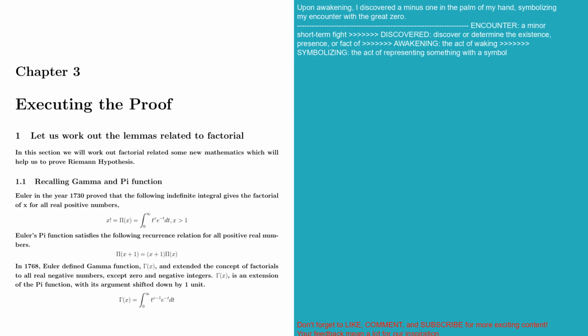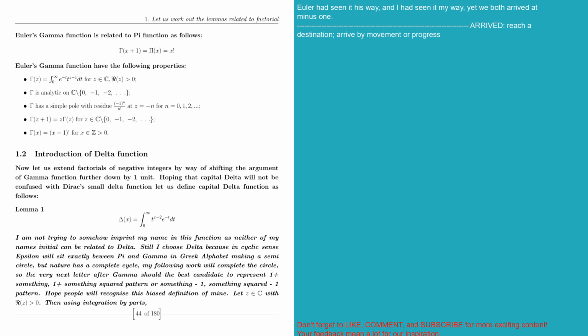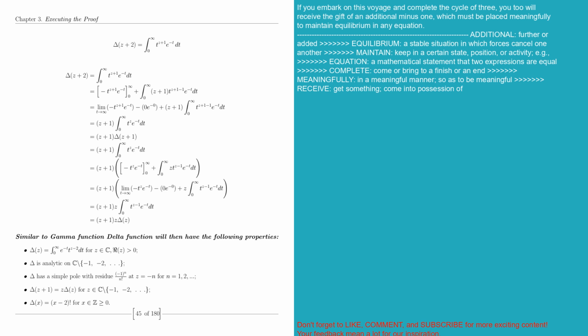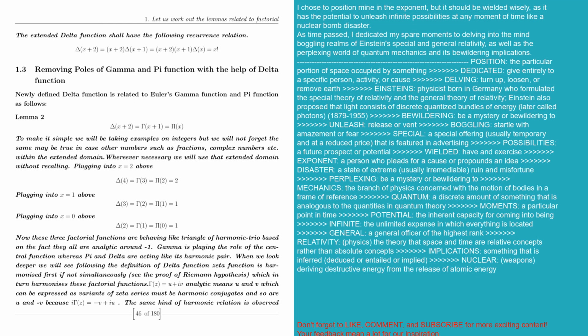Upon awakening, I discovered a -1 in the palm of my hand, symbolizing my encounter with the great zero. Euler had seen it his way, and I had seen it my way, yet we both arrived at -1. If you embark on this voyage and complete the cycle of 3, you too will receive the gift of an additional -1, which must be placed meaningfully to maintain equilibrium in any equation. I chose to position mine in the exponent, but it should be wielded wisely, as it has the potential to unleash infinite possibilities at any moment of time, like a nuclear bomb disaster.